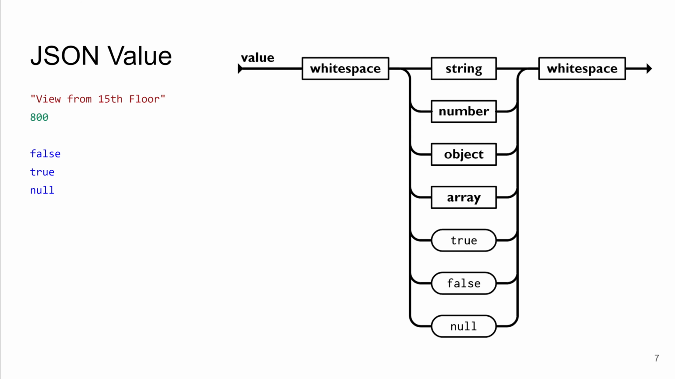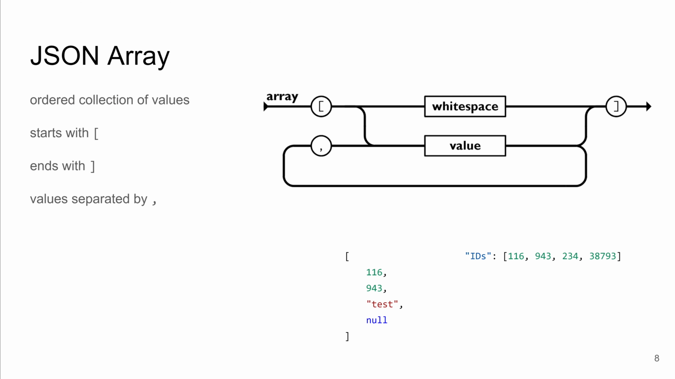Then a JSON value actually consists of white space before and after the actual value, and then the value can be a string, a number, then we'll skip object and array for now. Then it can be a true or false value, which are Boolean values, or it can be an explicit null value. So those are simple values, and when we want to use more complex structures in JSON, we may use an array, which is just a list of values.